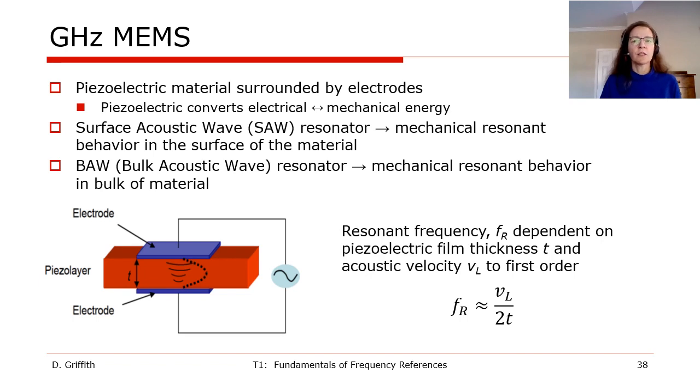For BAW resonators, the resonance frequency, FR, is dependent to the first order on the film thickness and the acoustic velocity. In other words, to increase the resonance frequency, the film has to become thinner. And this means that the possible BAW frequencies are set by the thin film manufacturing capabilities.